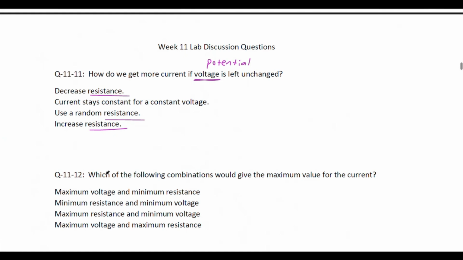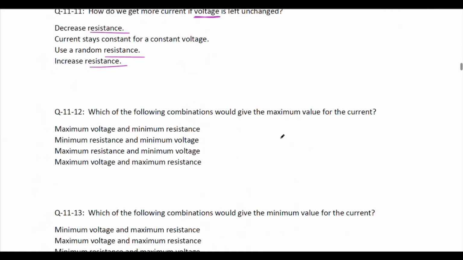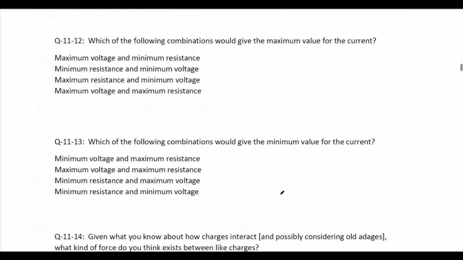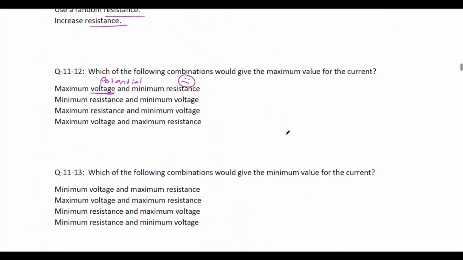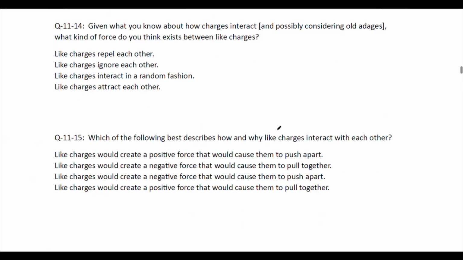Similarly, in the next question, when we're trying to find the maximum, or in the next one even, we're trying to find the minimum for current. Think about your potential, your ability to push, versus your resistance, what's working against you. And then think about what would be the most favorable or least favorable combinations for something like that.